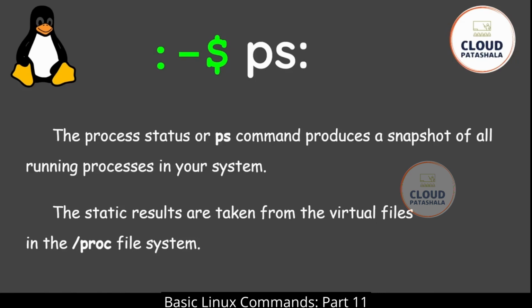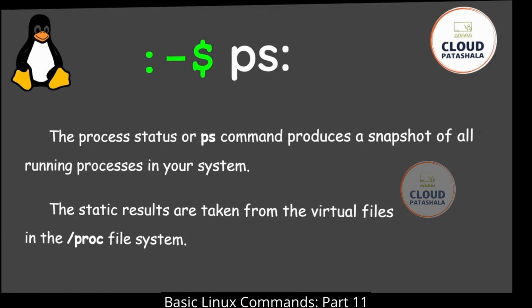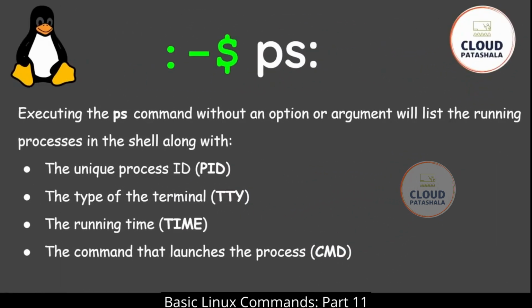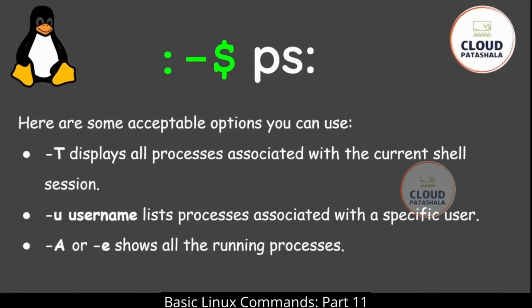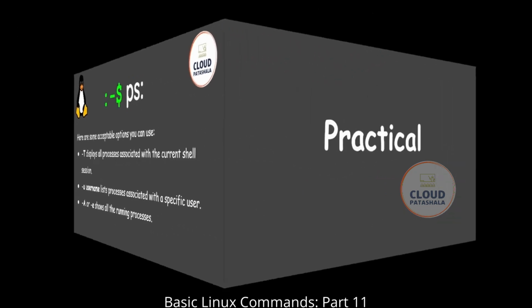So the process status or ps command produces a snapshot of all the running processes in your system. The static results are taken from a virtual file in the /proc file system. Executing the ps command without an option or argument will list the running processes in the shell along with the PID, the TTY, that is the type of terminal, the running time, and the command which was used to launch the process. Some of the acceptable options that can be used are -t, -u, and -a. We obviously would be using some other flags.